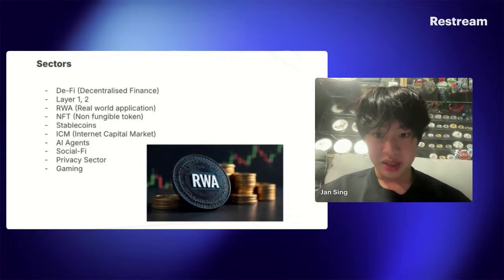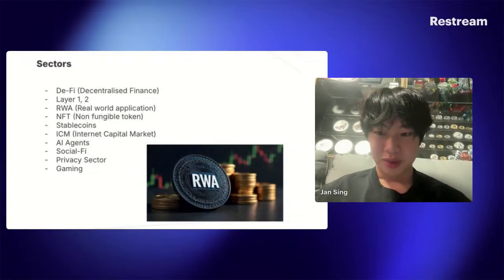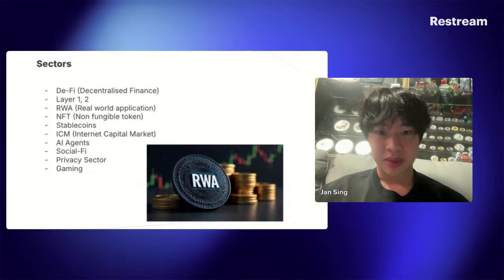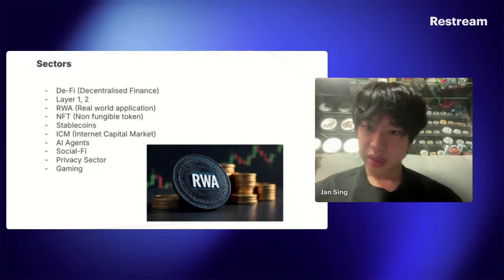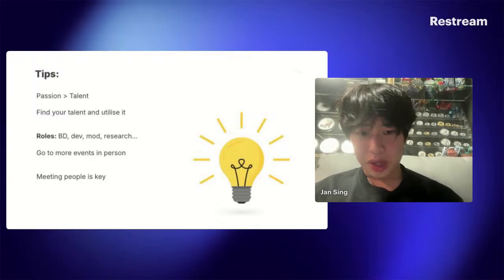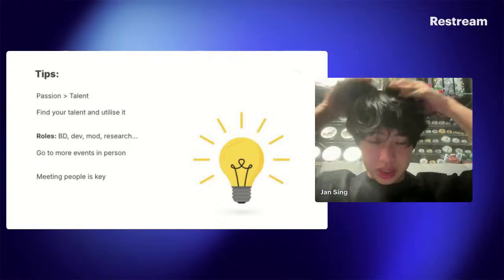And the privacy sector, making sure your money doesn't get stalked, so no one knows what you're doing. So a bit of a gray area there. And lastly, gaming. Gaming with crypto, I'm sure you've seen something like that. But yeah, some last tips for Web3, since it's a really emerging sector.